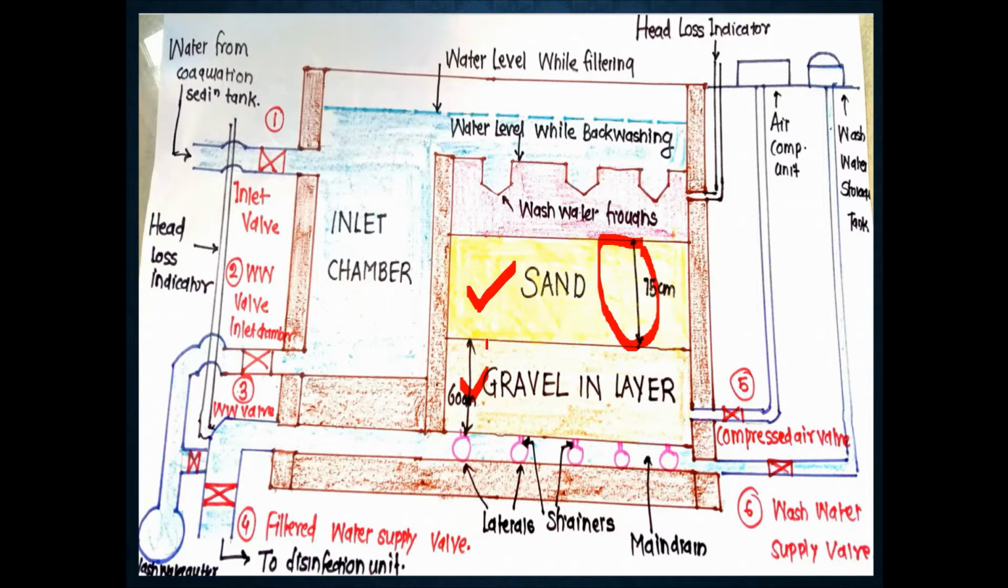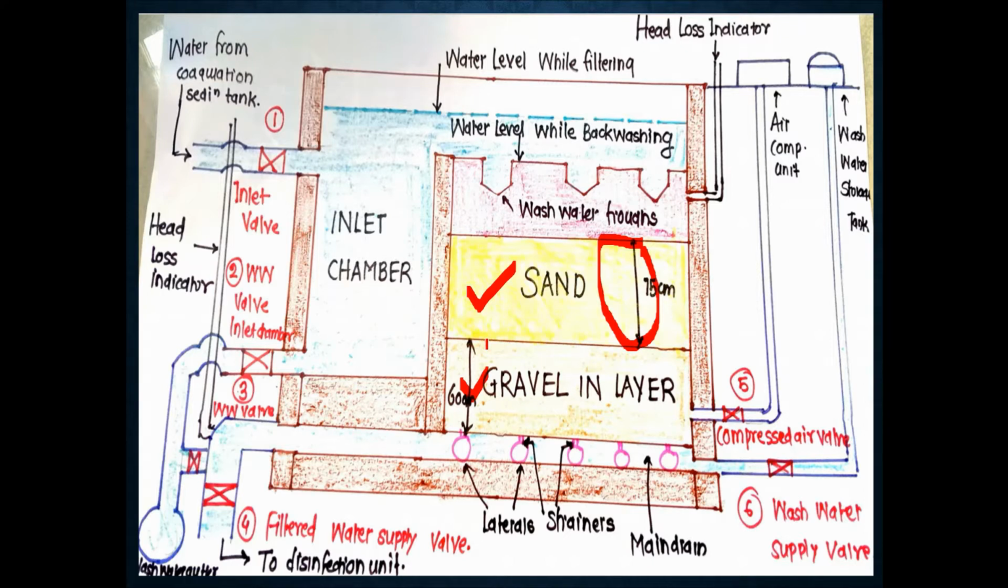Why this arrangement? Coarser is at the bottom and finer is at the top, in order to form a good film of arrested impurity. When a good film of arrested impurity forms, the rate of purification will also increase.